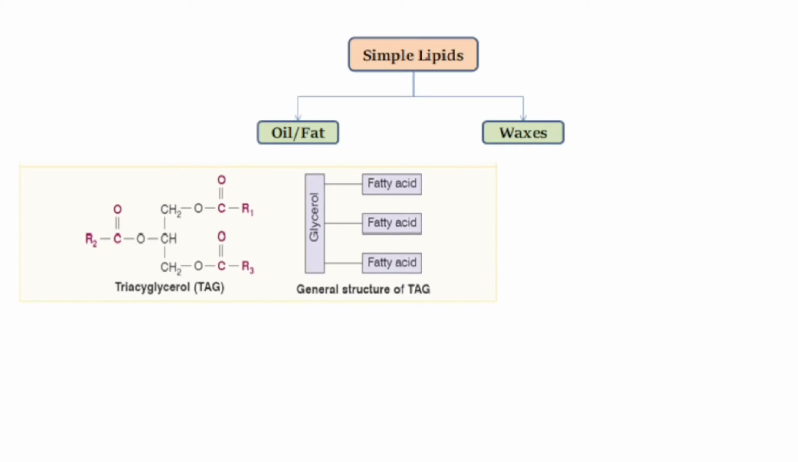First we will see simple lipids. They are of two types. First, oils and fats, made up of fatty acids and alcohol, mainly glycerol. It is called triacylglycerol because it has 3 fatty acids and 1 glycerol. I will make a whole dedicated video on triacylglycerol and their properties.